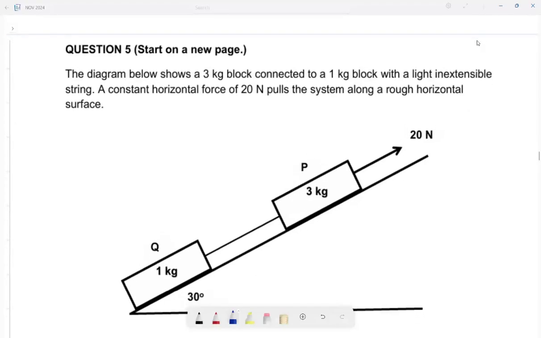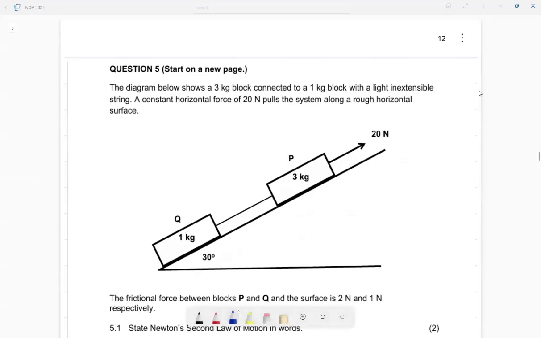Now let's move to question 5. Question 5, we have a diagram. Below shows a 3 kilogram block connected to a 1 kilogram block with a light extensible string. A constant horizontal force of that one. Okay, constant horizontal force and constant speed is not the same, okay? Along a rough horizontal surface, so there is friction here, pulling this object, and then also there is friction in this one.